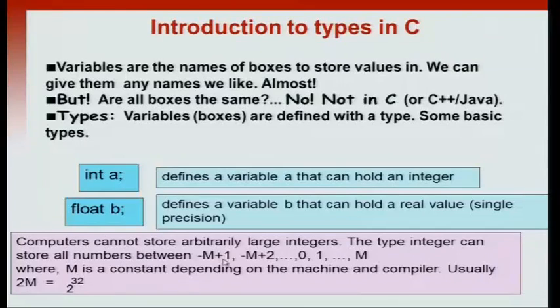Okay, the type of integer can store all numbers from -m plus 1 through 0 to plus m. So there will be some large m which defines the upper limits and the lower limits of the particular machine. Now that limit may depend on which particular machine that you use. Okay. On a 32-bit machine, 2m will be 2 to the power of 32.